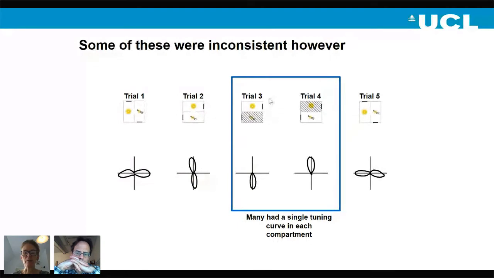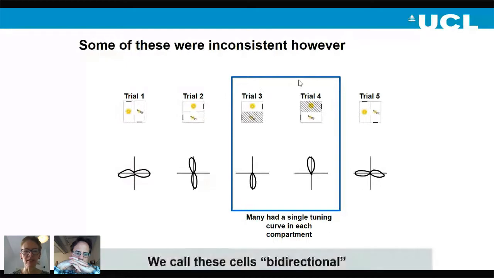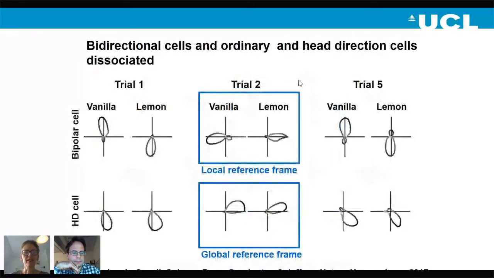And that means that when the rat steps through the doorway and encounters the rotated cues, then the cell flips its firing direction. In fact, we wanted to call these flip cells for a long time, but we decided that was too flippant. So we called them bidirectional instead. One of the important things that we found immediately is that these cells co-occur with head direction cells.